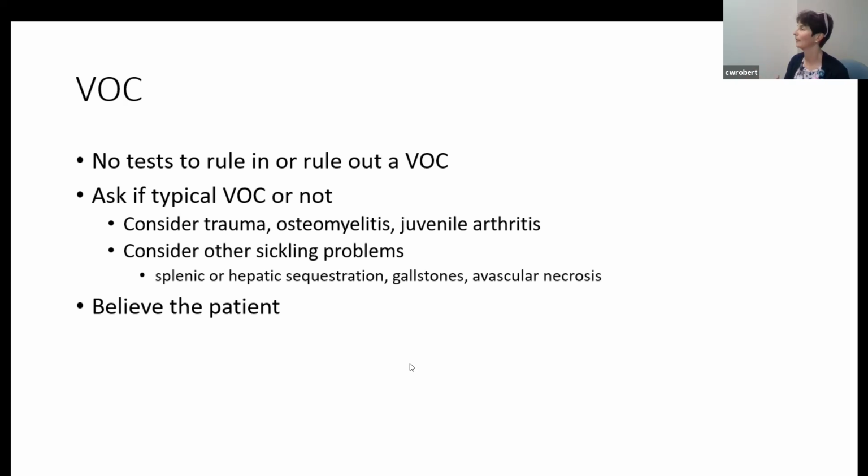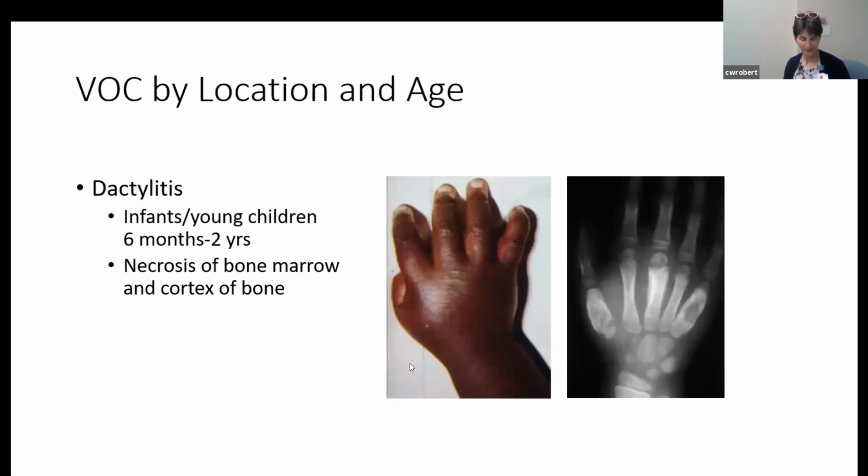We have patients who come in with, lots of times, low back pain, hip pain too, and it can be referred down to the knee. So is there an underlying avascular necrosis going on? But because there's no test, we're always taught to believe the patient. So where are these pain crises? You may have noticed that pain crises are in different locations based on the patient's age. And we talked about this yesterday.